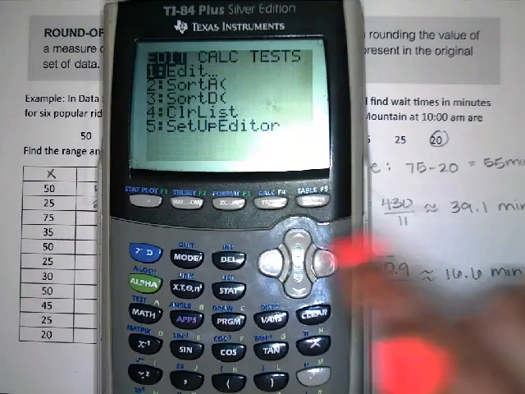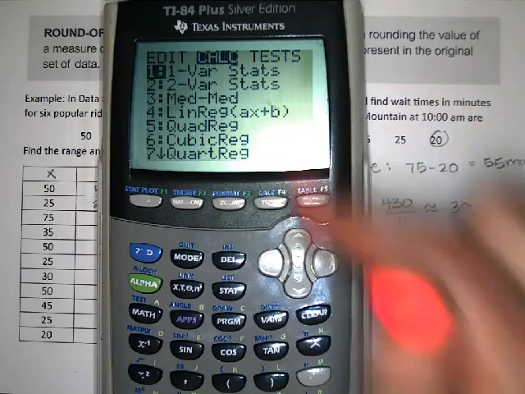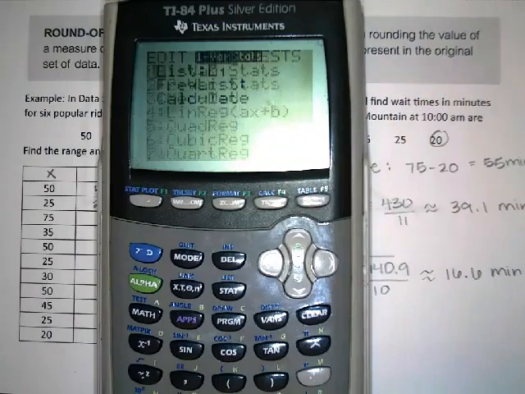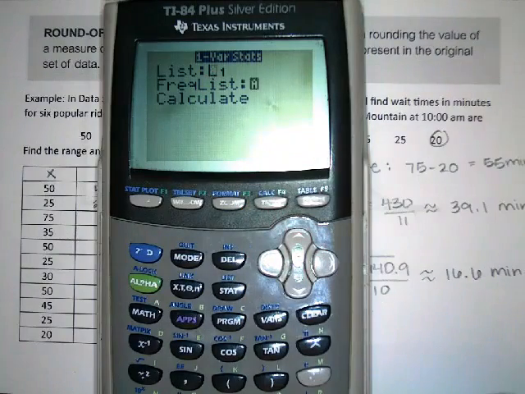Then you're going to hit Stat again, and you're going to go to Calculate, so to the right to Calculate, and we're just going to calculate one variable statistics. It's saying use the information from the first list. Yep, that's what we want. You can ignore the next part, and we're just going to ask our calculator to calculate it.